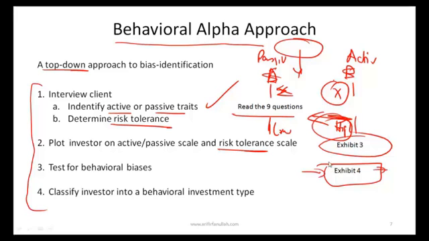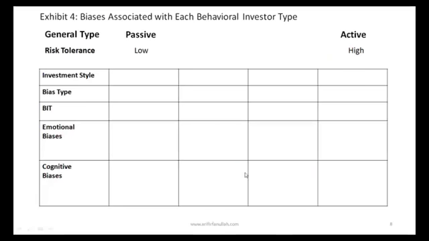So we just take those behavioral biases as a given, or then we test whether they indeed have those biases. We should test whether they indeed have those biases. So that's step 3. And then we finally classify the investor into a behavioral investment type. These are called BITs, and there are 4 behavioral investment types that we are going to discuss now. It is useful for us to actually build exhibit 4, and this will help us remember this exhibit. I think it's the most important exhibit in this whole section.